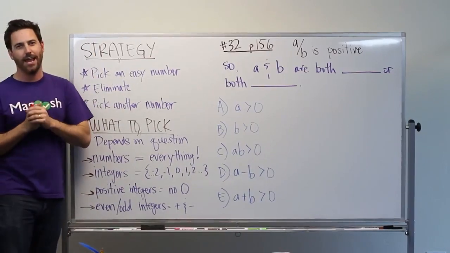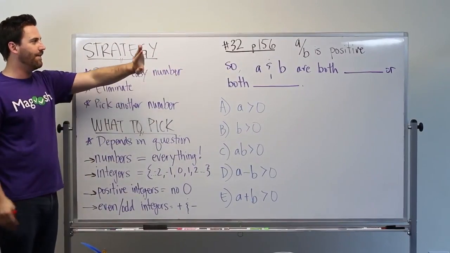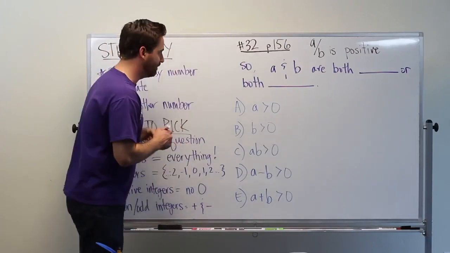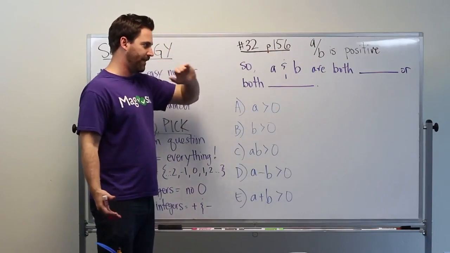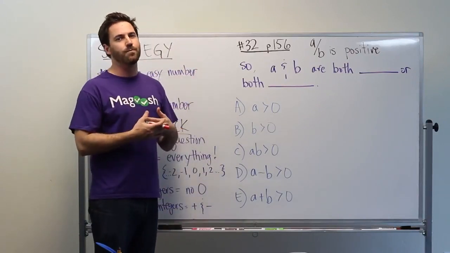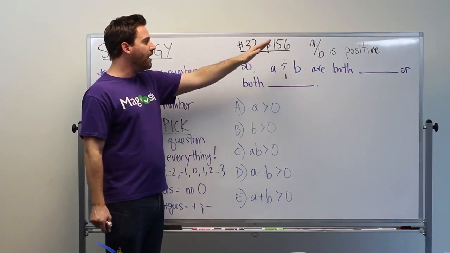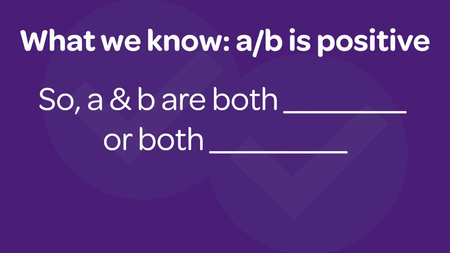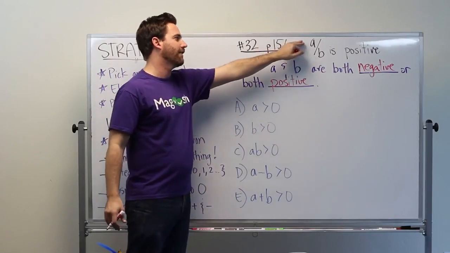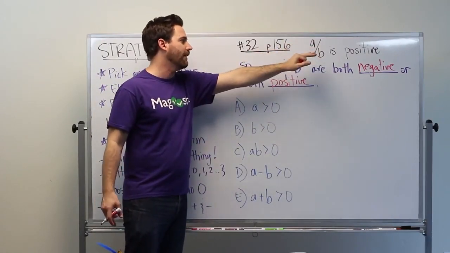Now let's go take a look at an example question. This came out of the Official Guide to the GMAT, the 13th edition. It's on page 156, question number 32. We're given this information: A/B is positive. At the very beginning, you want to figure out what this information tells us, because that's going to be our guide for picking a number. So if A over B is positive, A and B are both negative or both positive. So you'd have to have a negative number here and a negative number here, or positive and positive.